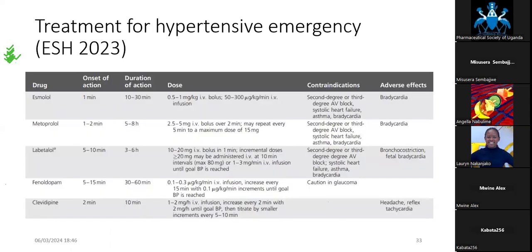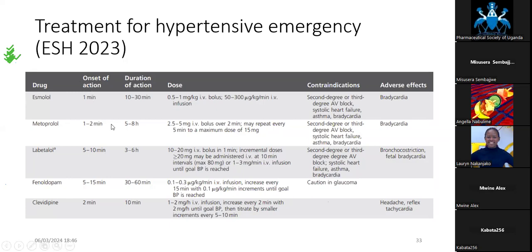So to conclude my discussion, there are drugs we use in managing hypertensive emergency. So we have drugs like esmolol in our setting. The dose is what you're seeing. Time for onset of action, 1 minute, the drug is acting already.